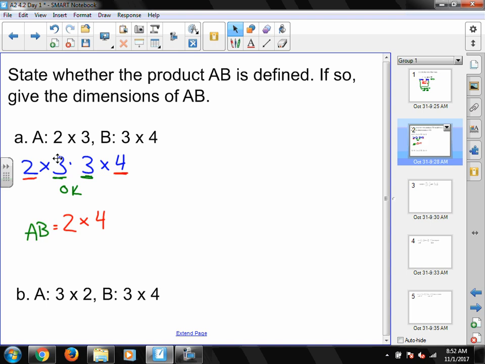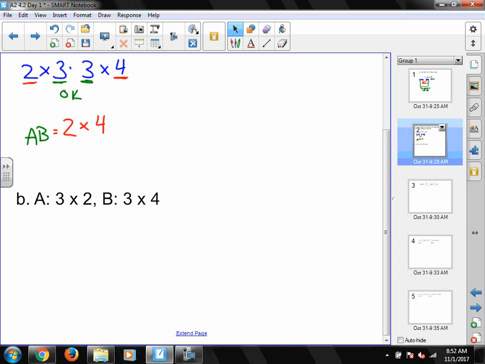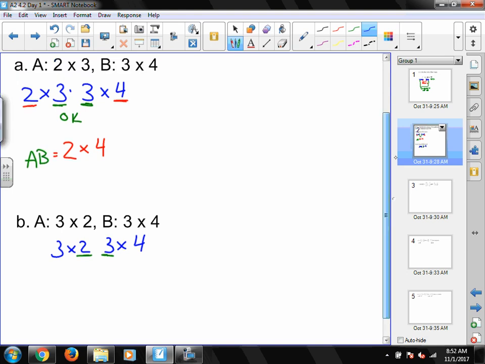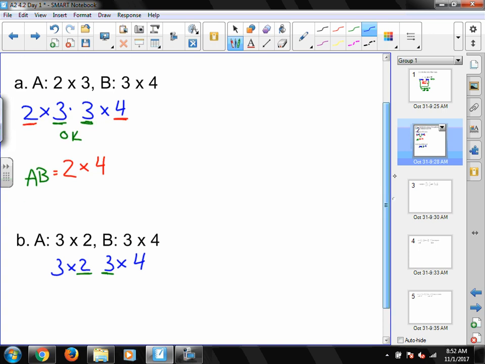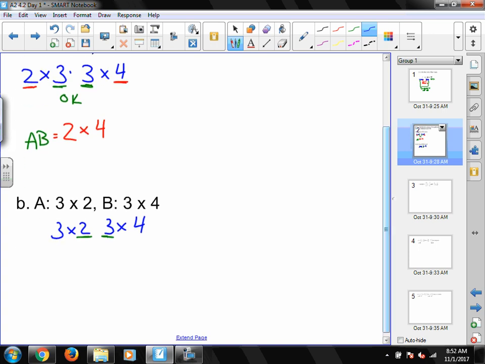If we take a look down here at problem B, again, like I said, I like to write them out. It makes it a little clearer for me. 3 by 2 and 3 by 4. Again, I look at my middle numbers. 2 and 3 are not equal. So this, as our problem says, tell whether it's defined. This is going to be not defined.